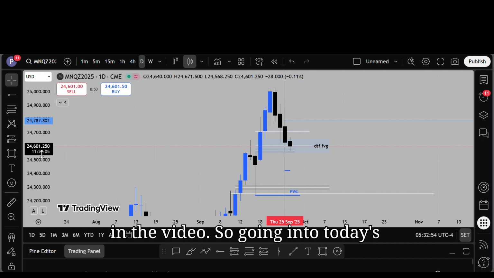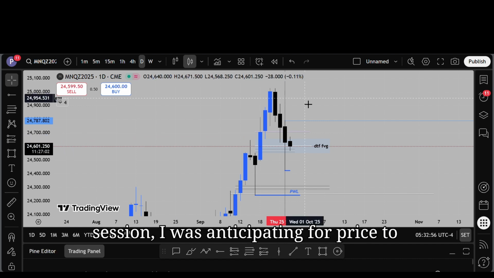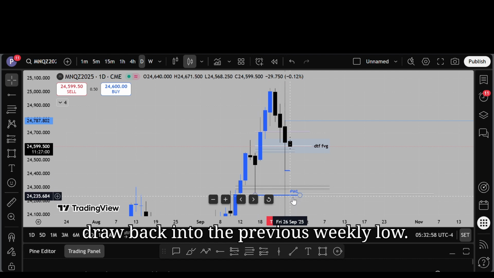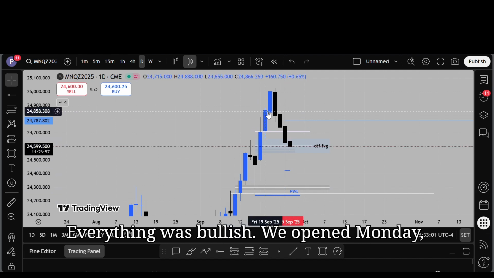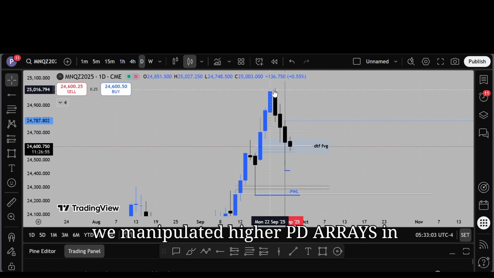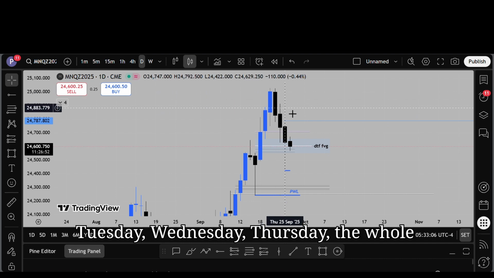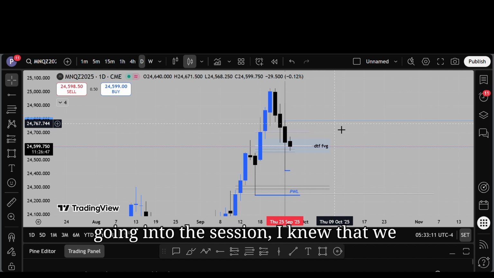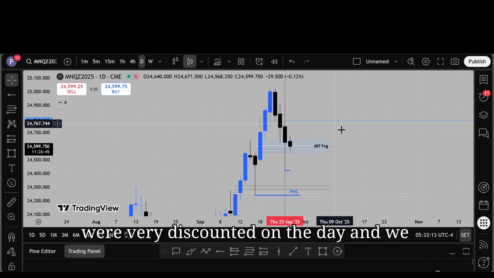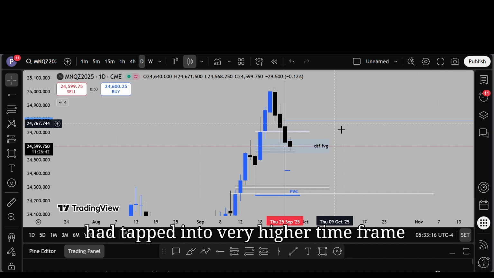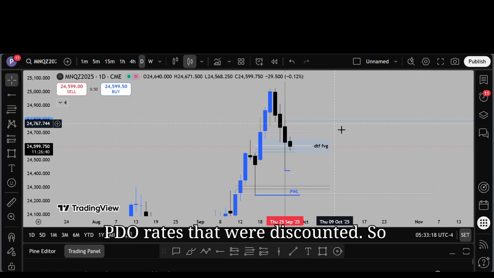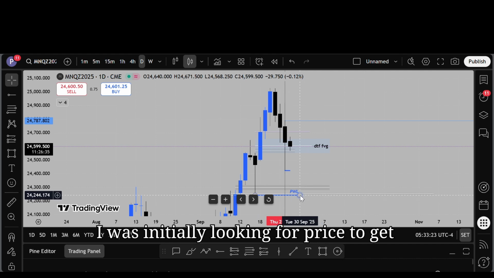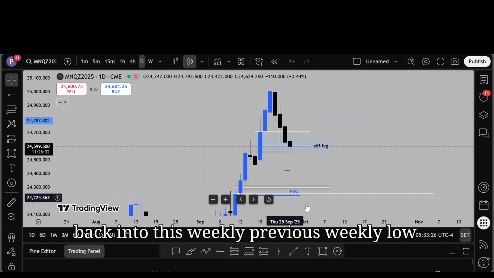Going into today's session, I was anticipating price to draw back into the previous weekly low. Everything was bullish. We opened Monday, we manipulated higher, and Tuesday, Wednesday, Thursday, the whole days we'd been manipulating lower. So going into the session, I knew that we were very discounted on the day, and we had tapped into very higher time frame PD arrays that were discounted. So I was initially looking for price to get back into this previous weekly low.